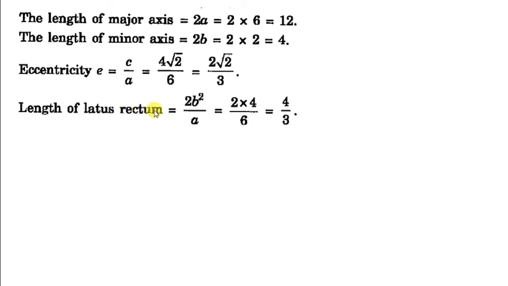The length of latus rectum is given by 2b square upon a, so put the value of b square 4 and a is 6, so it becomes 4 by 3.